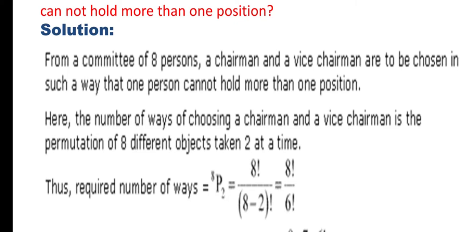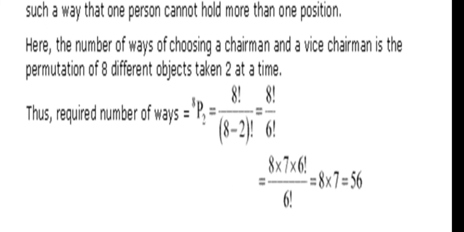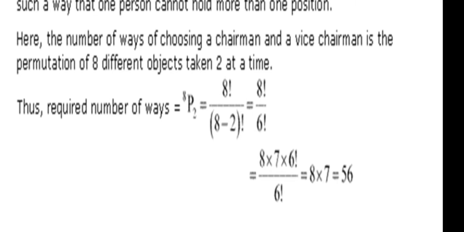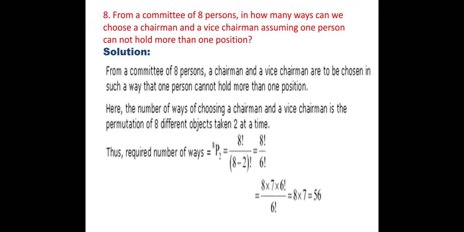So the number of ways of choosing the chairman and a vice chairman is the permutation of 8 different objects taken 2 at a time. So the answer will be 8P2, and 8P2 is factorial 8 by factorial 6, and after expanding we get the answer 56.